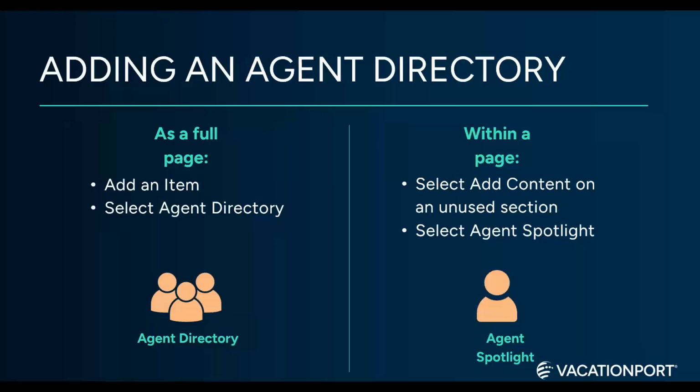To add advisors to a page with other content, select Add Content within an unused area. So this will be when you're already looking at a page to edit, and you can either add a new row if you don't have an empty content area to do that, or you can remove the content on an existing area. Once you select Add Content, select the Agent Spotlight as your option.